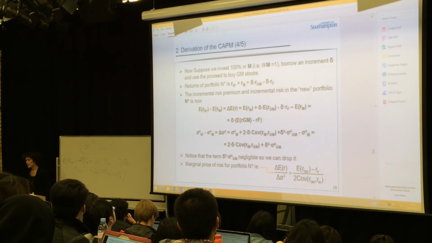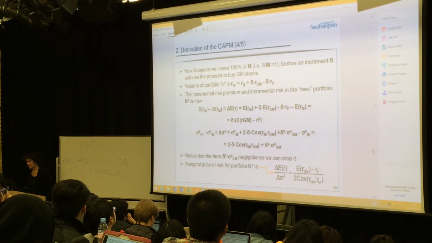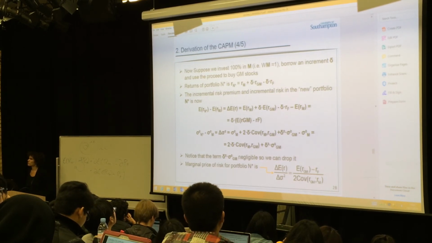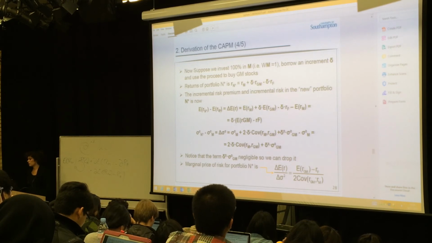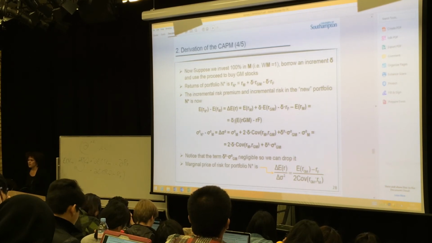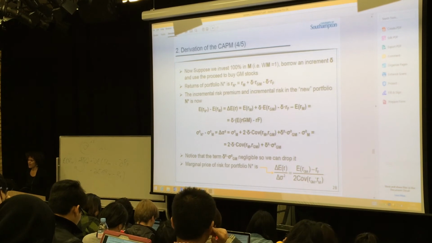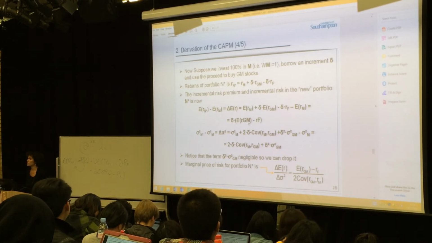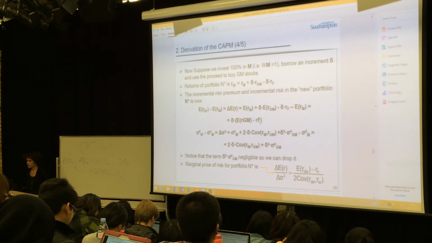So what I do here is calculate this incremental risk premium as the difference of the expected return of this quantity minus the expected return of the portfolio M, because I want to understand the incremental risk of the new portfolio with respect to M. And if you just work it out with simple algebra, you will get that this quantity is equal to delta multiplied by the expected return of GM, the risky asset, minus the risk-free rate.